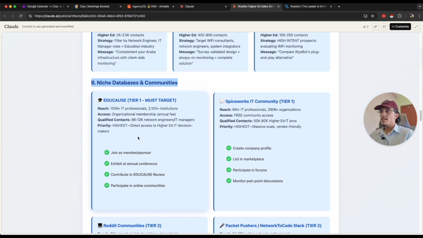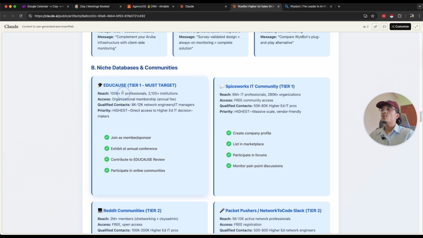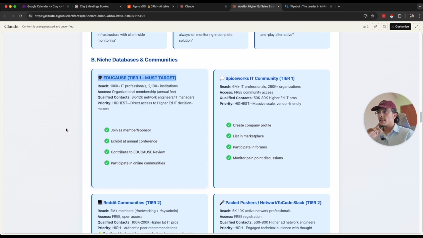Then we have niche databases and communities. So most people overlook this, but for every single niche out there, there are specific databases that you could use. And reaching out to people in these niche databases has gotten us so many good results, because we could use this familiarity principle, what I like to call. And what we are basically saying is, hey, I saw you are in EduCause, and we could say something like we are also part of it, and then we could just pitch it. We won't do it that directly, but we have a way to write copy around something like this.